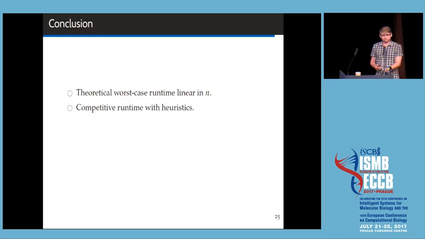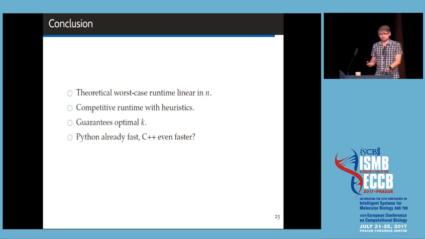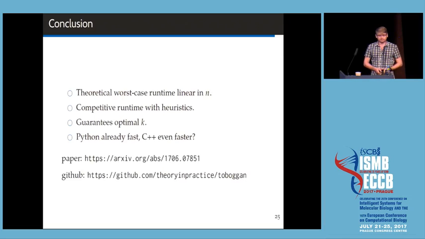So in conclusion, we have an algorithm that has a theoretical worst-case runtime linear in N. We have competitive runtime with heuristics. We can guarantee that we find the optimal, that is minimal, value of K. And our Python implementation seems to be very fast already, so maybe implementing it in C++ could be even faster. We have a paper on that, which is available on arXiv, and the code is available on GitHub.